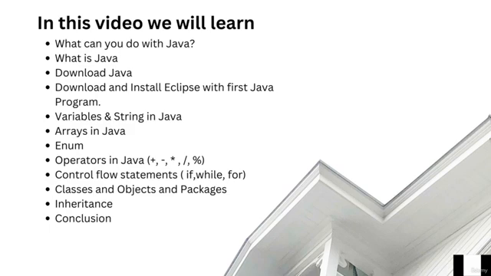We will move to the control flow statements, which are the if statement, the while and the for loops. Then we will proceed to classes, objects, packages, and inheritance, and how to implement them in Java. And we will conclude the Java beginner course by discussing what course to take next to become a professional Java developer.